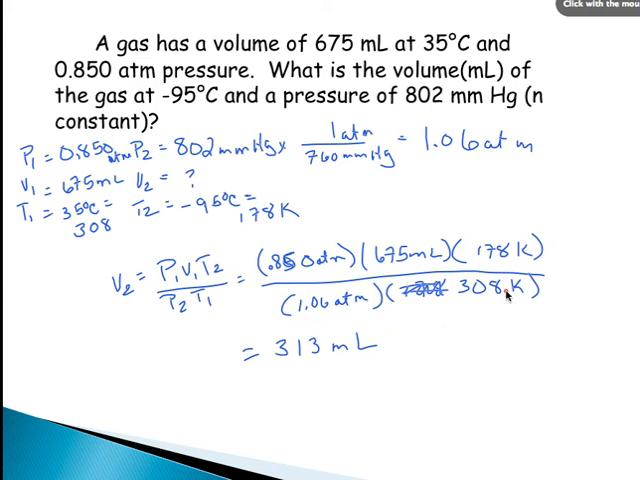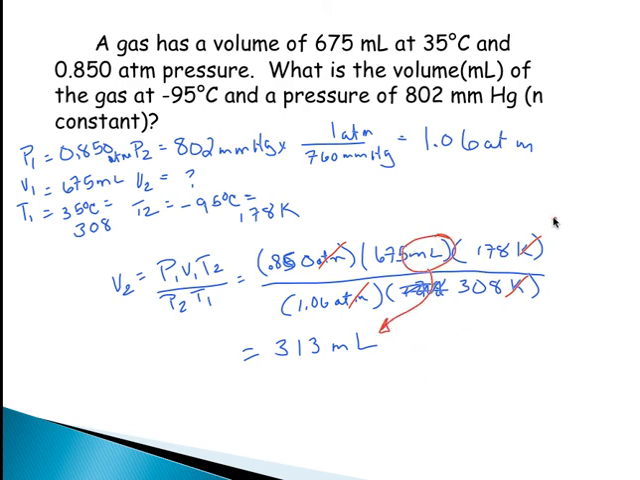Okay, so here's my setup, my little table up here. Notice I had to do some conversion for the one pressure. I have my equation solved in terms of V2. I plugged in my values, multiplied everything up top, divided by 1.06, divided by 308, and I end up with 313 milliliters. One thing you want to make sure of is that your units cancel: atmospheres with atmospheres, Kelvin with Kelvin. Units left are milliliters. They go into my answer.